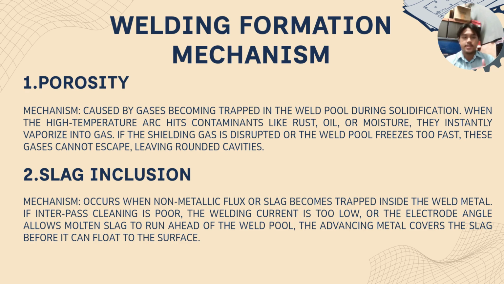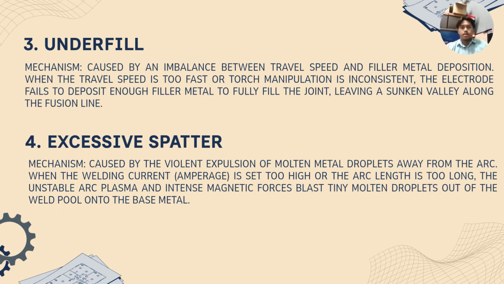The second one is slag inclusion. It happens when non-metallic flux or slag gets trapped inside the molten metal, typically driven by poor interpass cleaning, low welding current, or an incorrect electrode angle.